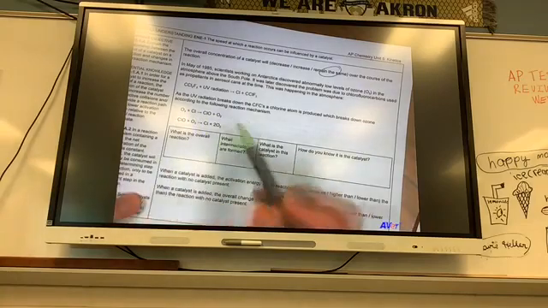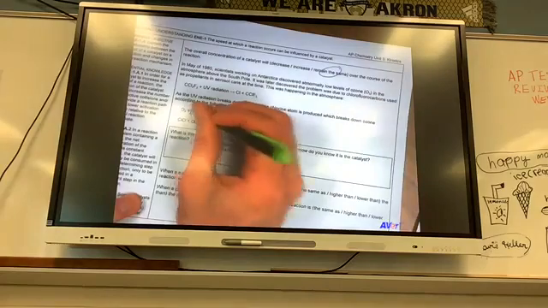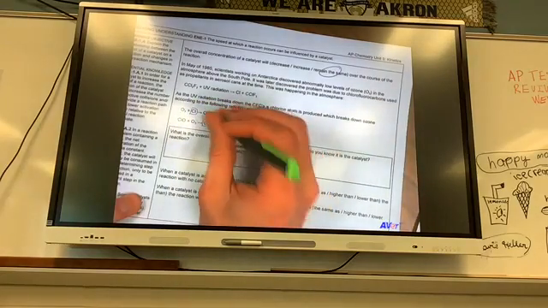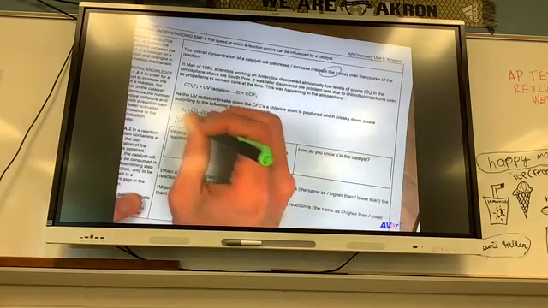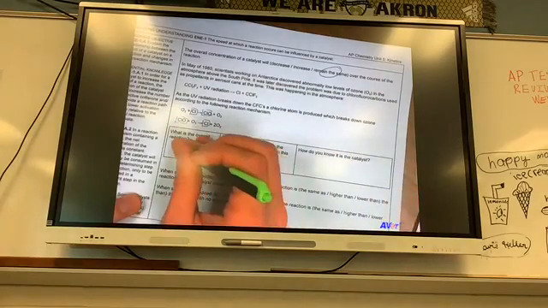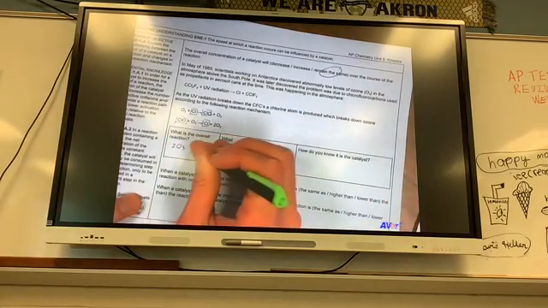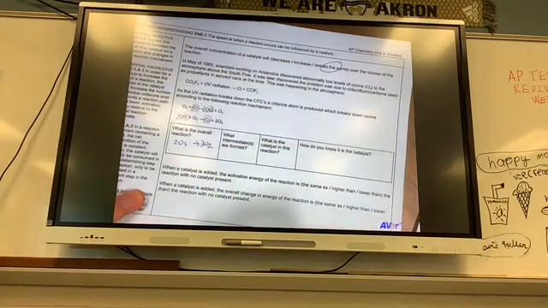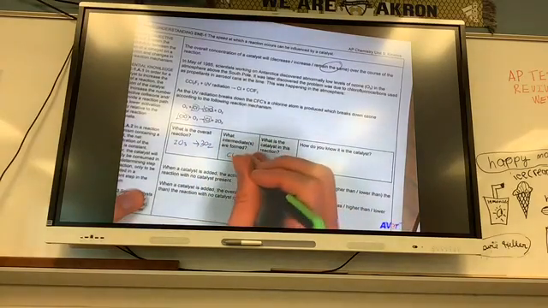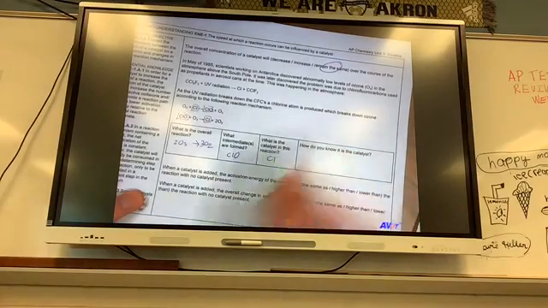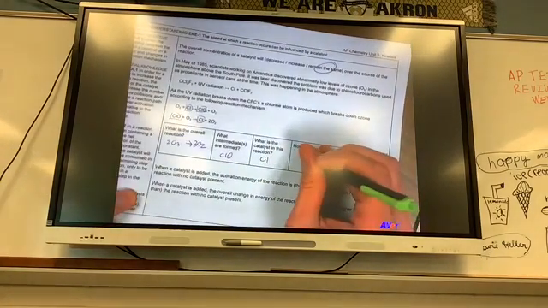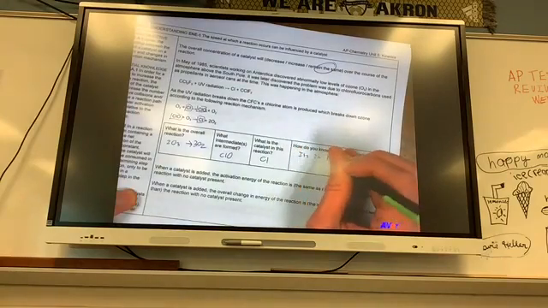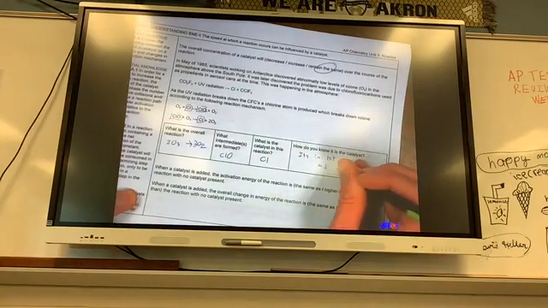Well, this is a catalyst. This is an intermediate. My overall reaction is just going to be 2O3 yields 3O2. What intermediates are formed? ClO. What's the catalyst? Cl. How do you know it's a catalyst? Well, it's in the first and last step. It's unchanged in the last step.